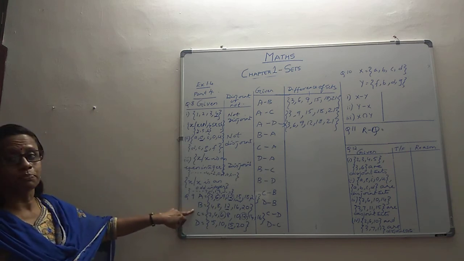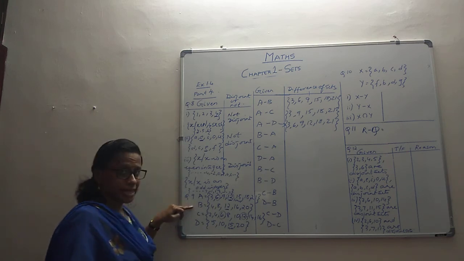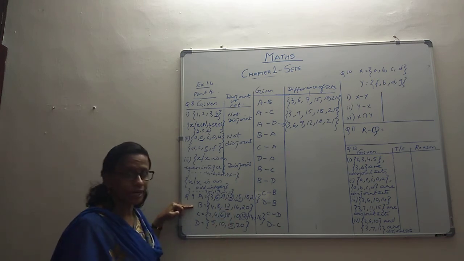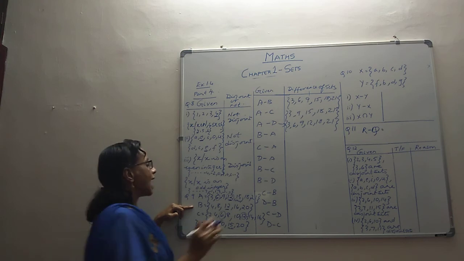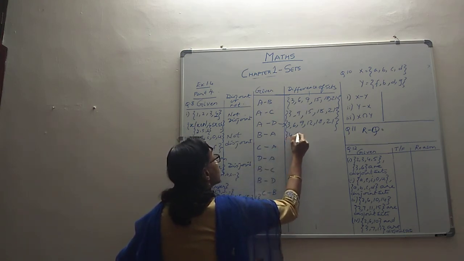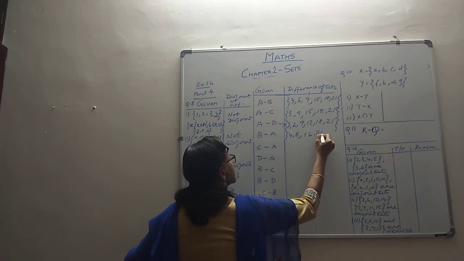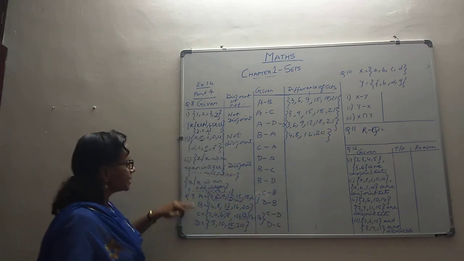Then we are coming up to B minus A. From B, whatever is common element, there we are going to remove, and we have seen that 12 is a common element. So the 12 will go off and you will have it like 4, 8, 16, 20.